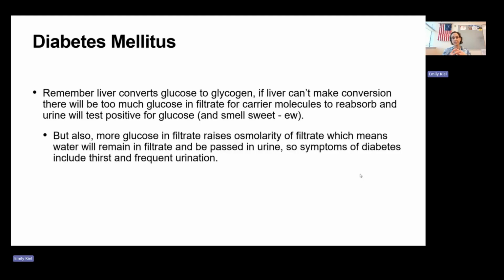So in this case, the water is staying in that filtrate and it's going to be passed in urine. So symptoms of diabetes are going to be increased urination because the kidneys can't hold that water, and then secondary to that is increased thirst. I think it's really common for people to think, oh, they're drinking more and that's why they're urinating more, and this disease is causing them to be thirstier.